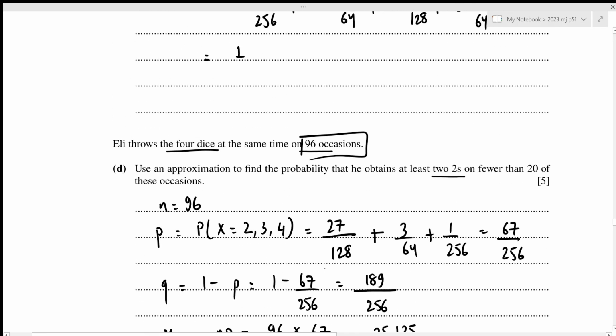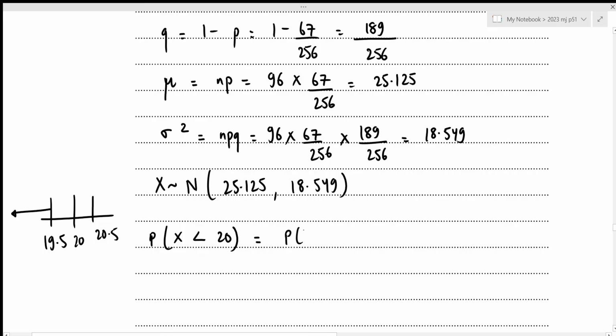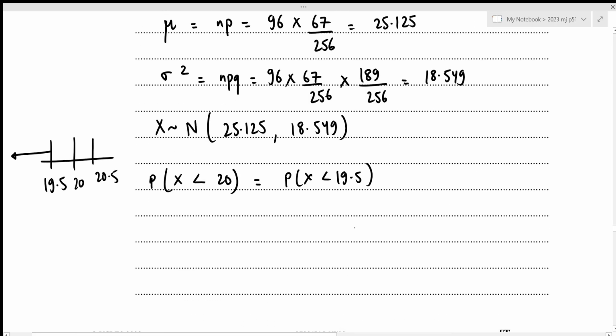Now the probability that we need to figure out is fewer than 20 of these occasions, so less than 20. Probability x is less than 20. And remember that this is an approximation, which means that we again need to do continuity correction, right? So we're looking at 20, there's 20.5, there's 19.5. And we're looking at less than 20, which means that 20 itself is not included. So we're looking at less than 19.5. Now we can proceed with our normal procedure.